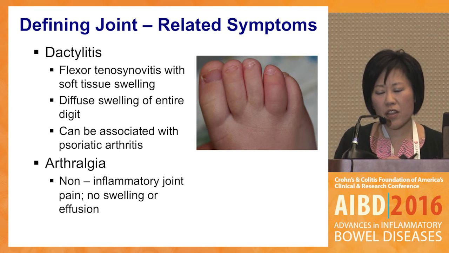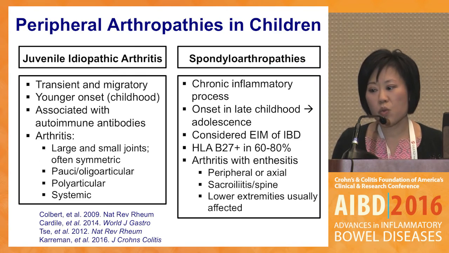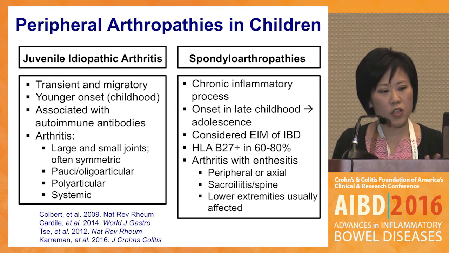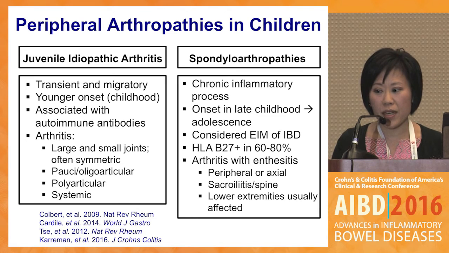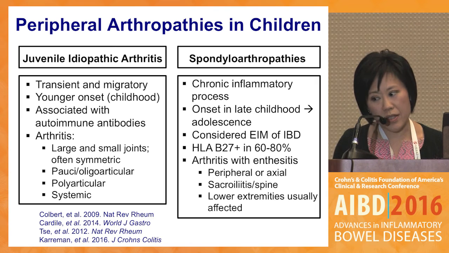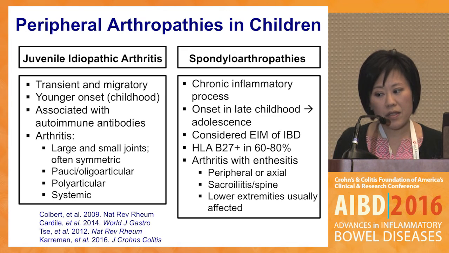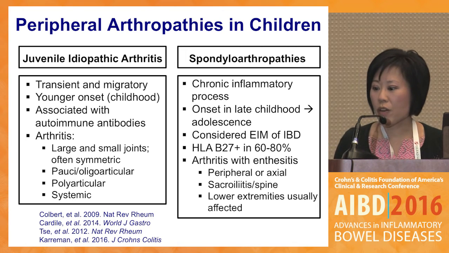So you don't have any of those other manifestations that I just referred to, and no swelling or fusion. So when we first think of peripheral arthropathies in children, not necessarily IBD associated, I think we often think of juvenile idiopathic arthritis, or JIA, versus the spondyloarthropathies. When you think of JIA, it's usually transient, migratory, and younger onset, so earlier in childhood, often associated with your autoimmune antibodies like ANA, anti-CCP, rheumatoid factor.